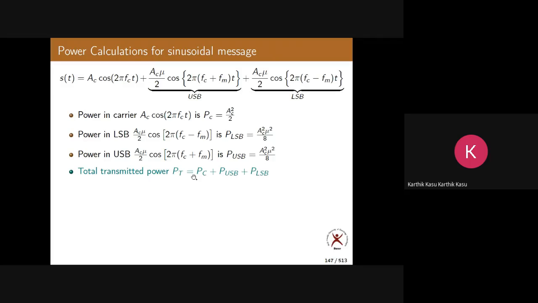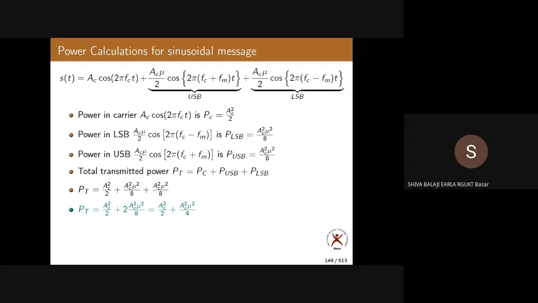So what is the total power? Power of carrier plus power of USB plus power of LSB. Now what is that? Ac square by 2 plus Ac square mu square by 4. Here in PT, what is Ac square by 2? Power of the carrier, the pure carrier. What is Ac square mu square by 4? Can you tell me, anybody?